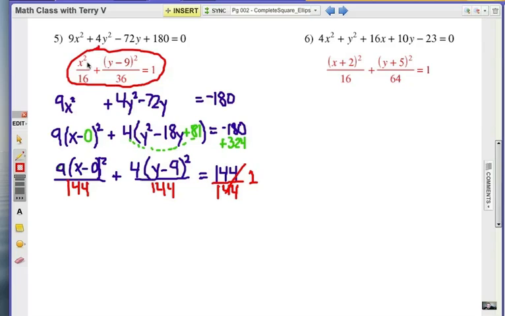So the center of my ellipse is going to be at 0, 9. And I have an A radius of 4 and a B radius of 6. Next, let's look at number 6.